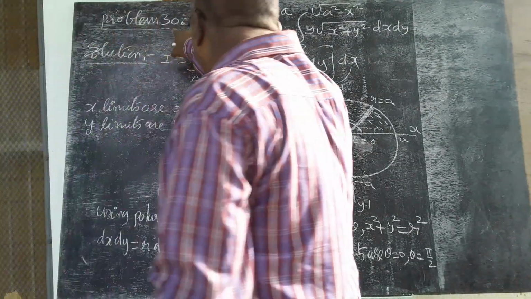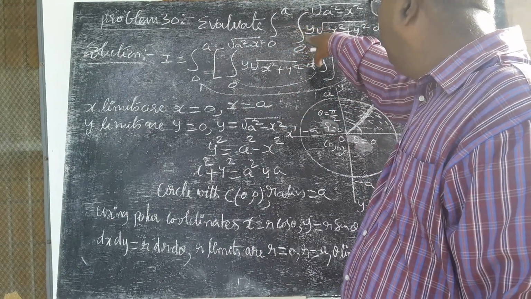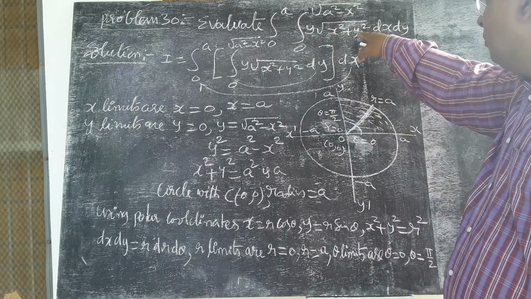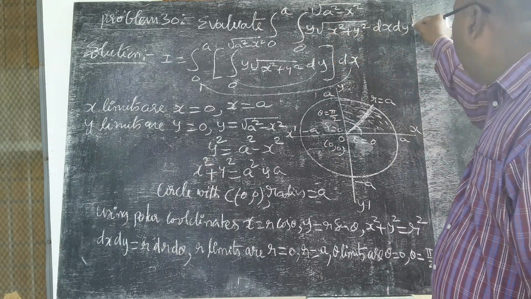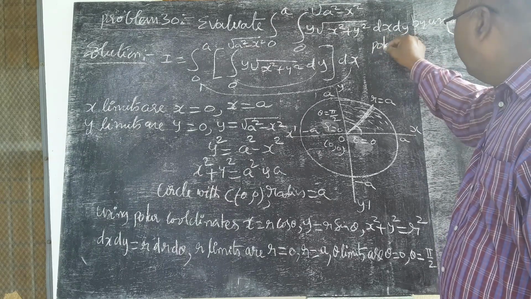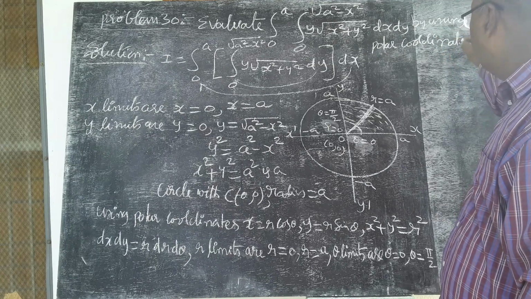Welcome to problem 30. Evaluate integral 0 to a, integral 0 to root over a square minus x square, y into x square plus root over x square plus y square dx dy, by using polar coordinates.